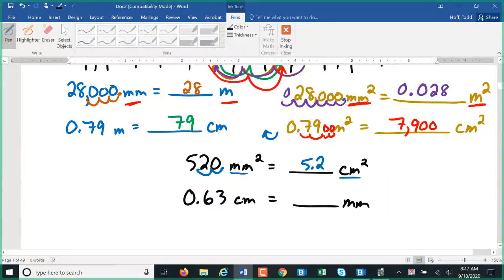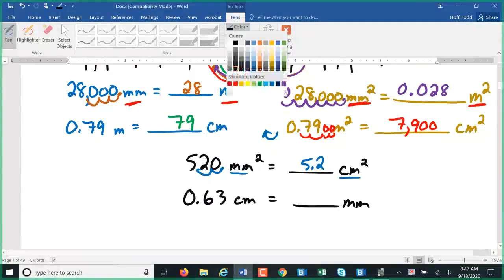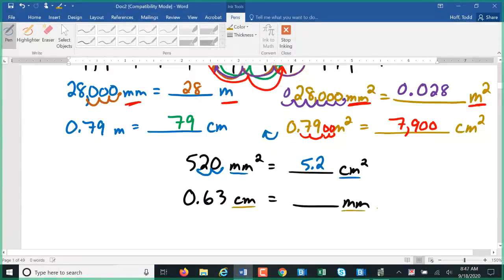If I have 0.63 centimeters going to millimeters, from centimeters to millimeters is one spot to the right on the chart. And this is just centimeters and millimeters, so it's just one decimal place. If I go over one spot, that's 6.3.